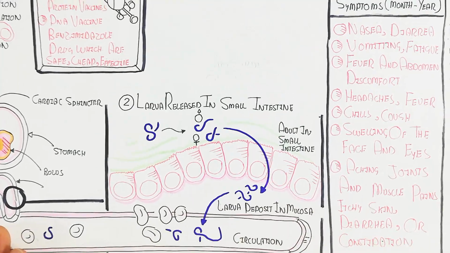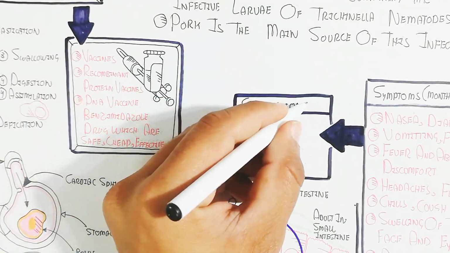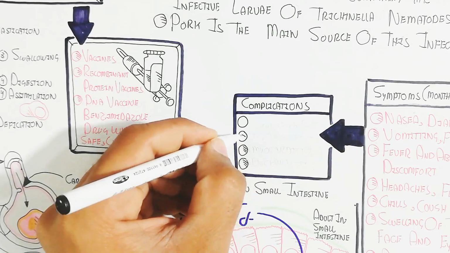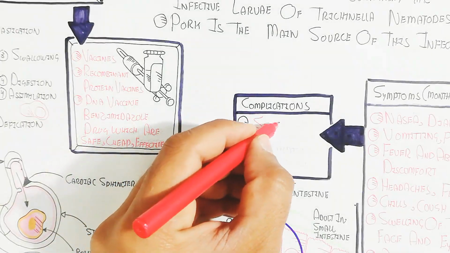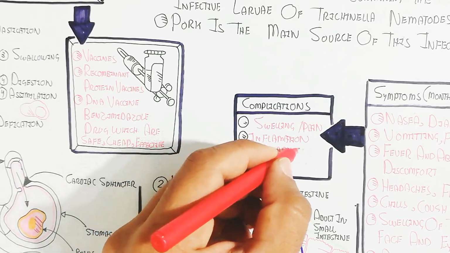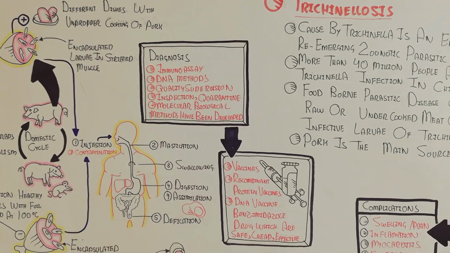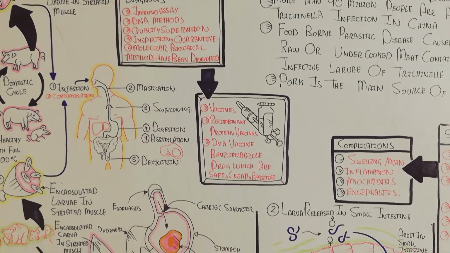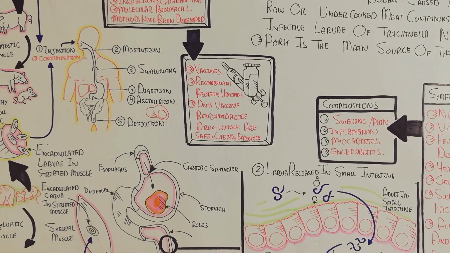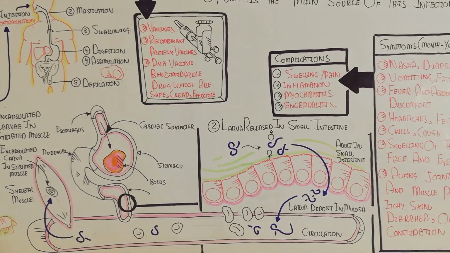These parasites can invade the skin as well as other parts of the body, like other organs such as the eyes, or the brain, leading to encephalitis. The complications can be swelling, pain, inflammation, myocarditis and encephalitis. Invasion of this pathogen into the brain, muscle or heart muscle will cause myocarditis and many more.